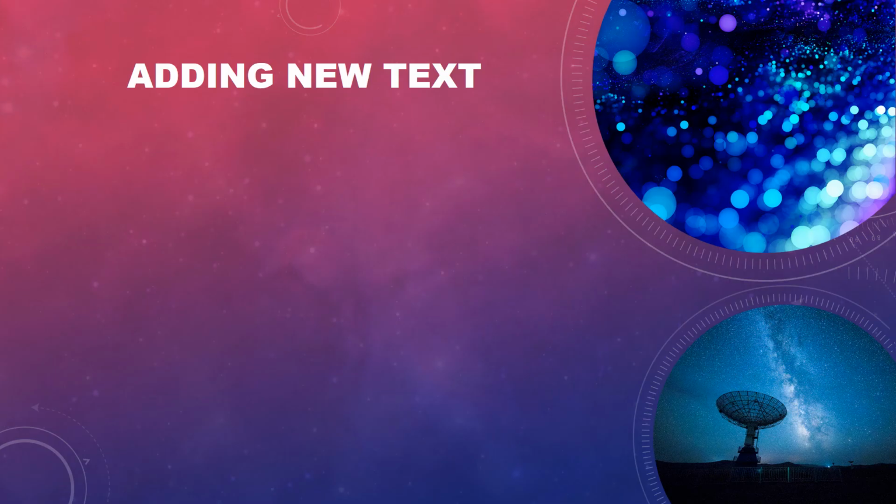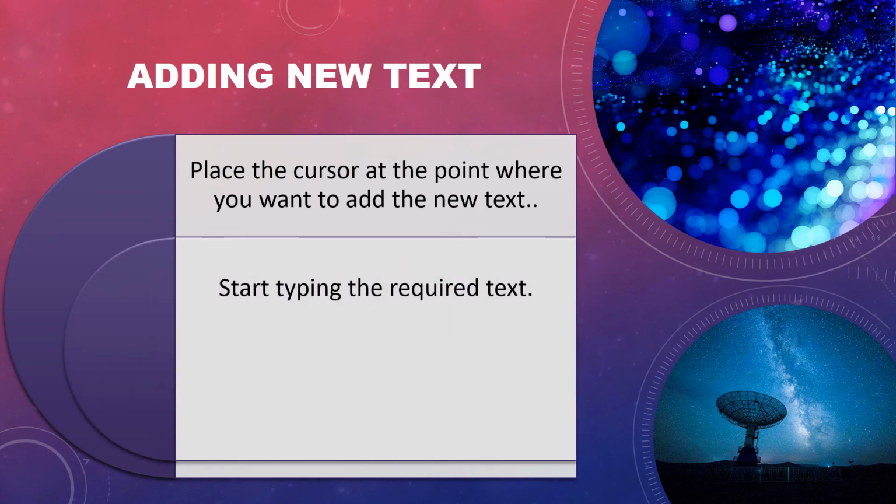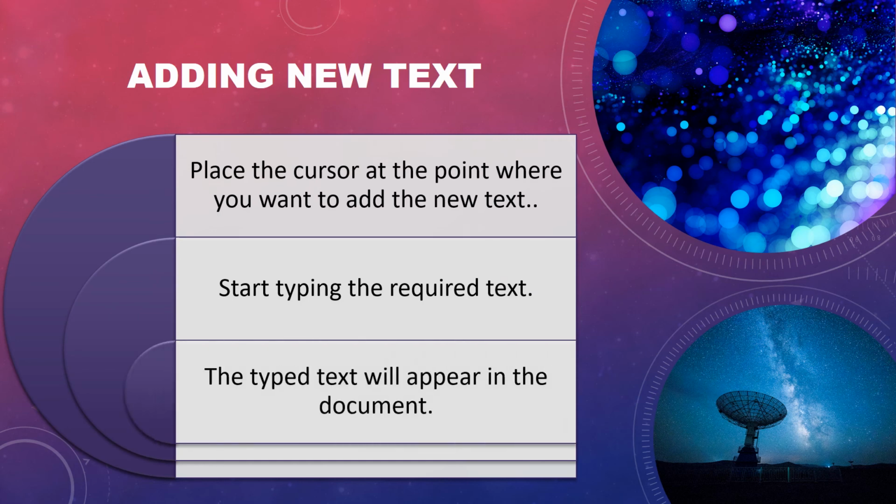Adding a new text in Word involves the following steps. Place the cursor at the point where you want to add the new text. Then start typing the required text. And at the end, the typed text will appear in the document.